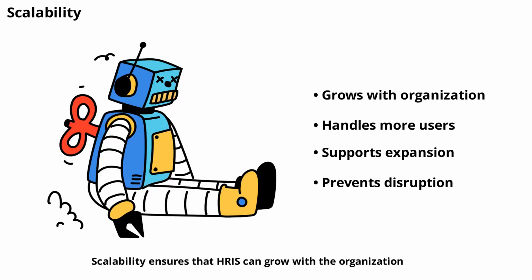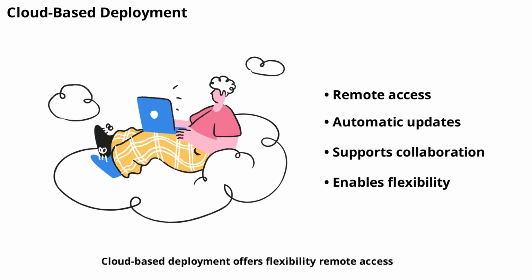Scalability ensures that HRIS can grow with the organization, accommodating more users, data, and features as needed. For resource planning, scalable systems support expansion, mergers, or restructuring without disruption. Cloud-based deployment offers flexibility, remote access, and automatic updates. For resource planning, Cloud HRIS ensures that data is accessible from anywhere, supporting distributed teams and enabling real-time collaboration.